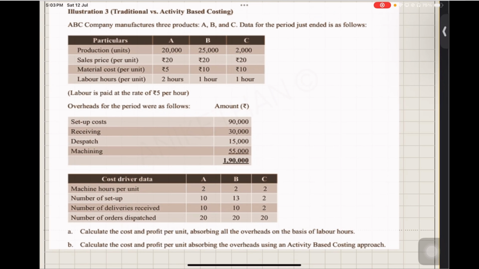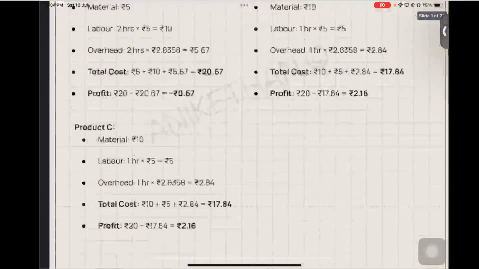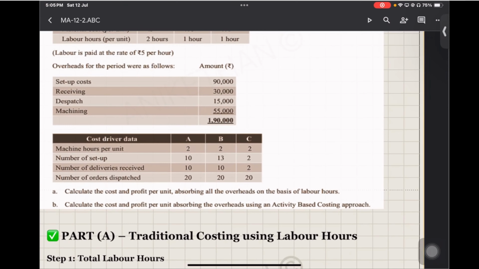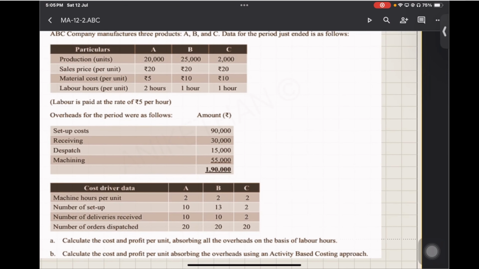Similarly, deliveries received 10 plus 10 plus 2, 22. Orders dispatched 20 plus 20 plus 20, 60. Total 60 orders dispatched. So now you divide by respective number of drivers. You will get driver rate, activity driver rate. Now I want you to calculate the overhead based on this. So you have product A. Okay. Only do for product A. So product A, what is the setup cost? So for that you have to use the setup driver rate, multiply this with number of setups. Your setup cost is how much? 3600. How many setups were done? 10. So 36,000 is the setup cost.